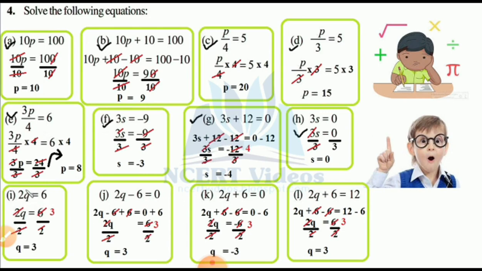I. 2q is equal to 6. Remove 2. 2 is in multiplication. So divide by 2 both the sides, left side and right side. 2 will cut. 6 divided by 2. That gives us 3. Is it correct?